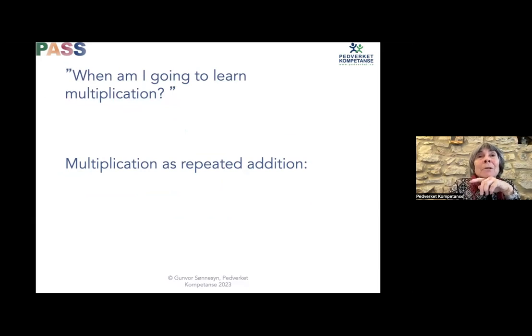So I'm going to demonstrate a little bit about this multiplication, how to learn the concepts. And the girl who asked me many, many years ago, when am I going to learn multiplication? That was a child that struggled a lot more than most children with ADHD do. She struggled with all types of learning, actually. And she performed as low in intelligence tests, like 2 out of 1,000. So quite poor prerequisites for learning initially.